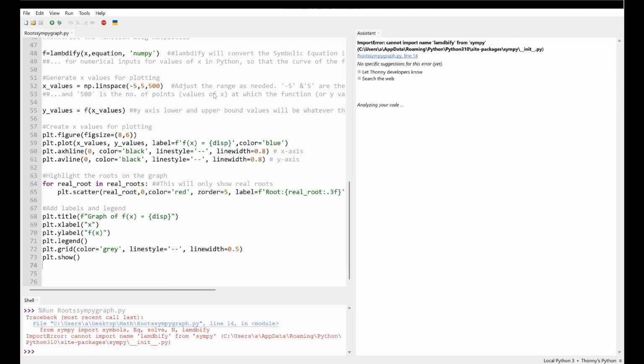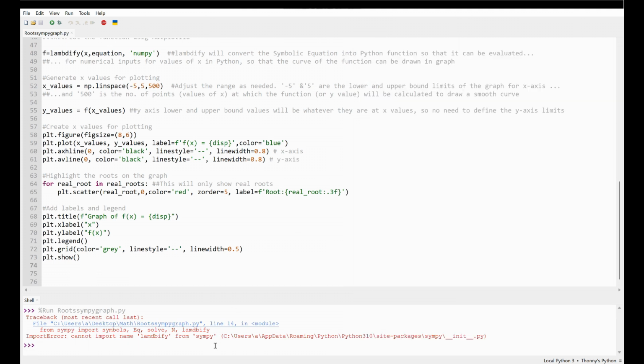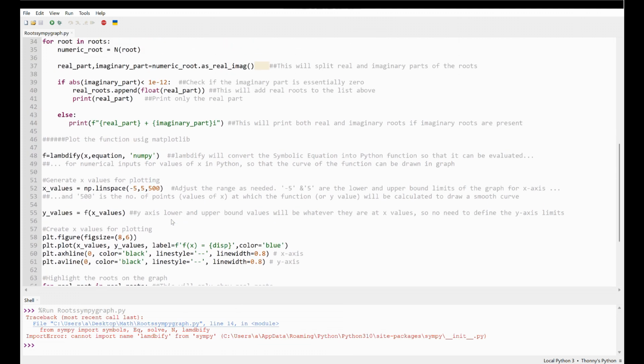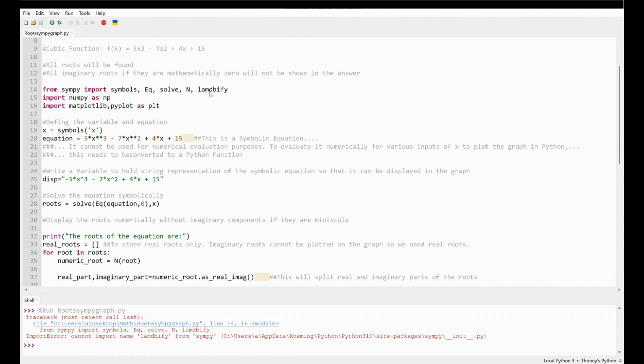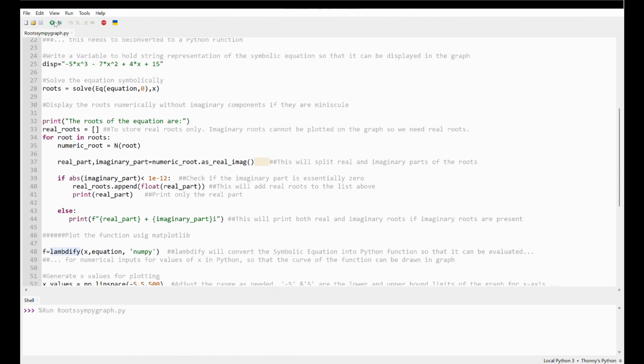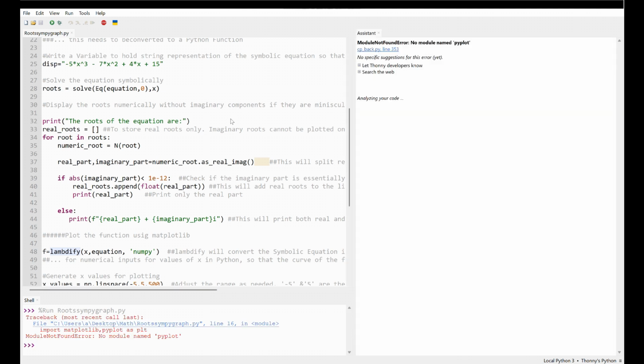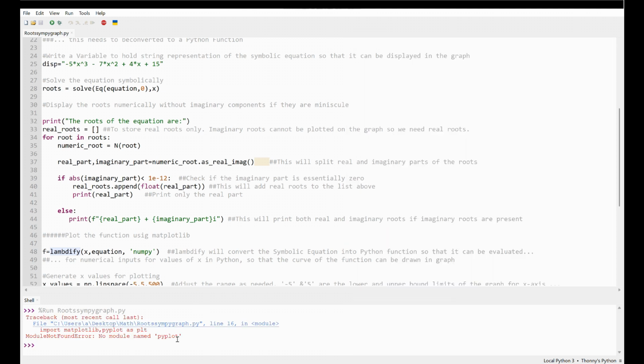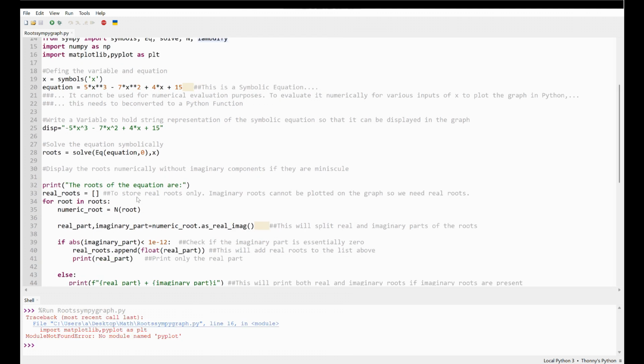Now let's run it. Oh, we have an error. From SymPy import symbols. Oh, it's not lambdfiy, it's lambdify. I need to wear my glasses. I didn't feel like wearing glasses today. Oh, another error. pyplot. It should be a dot, not a comma. Okay, now let's run it.